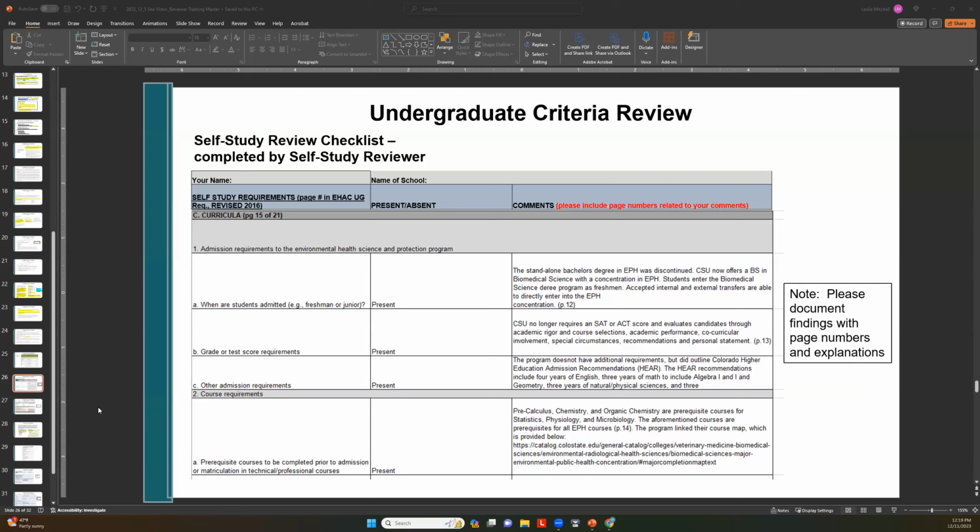It'll give you a real good flavor for the program. I have learned over the years that poorly written self-studies are a pretty good example of programs that don't really think EHAC is that important. And if they don't think it's that important, they're not going to follow the requirements, and they should not be accredited. Next slide.